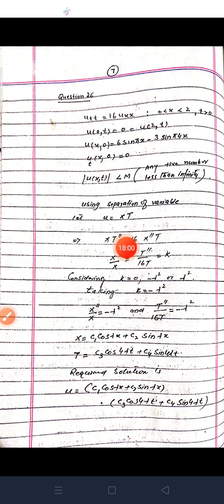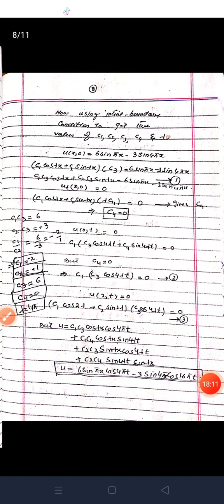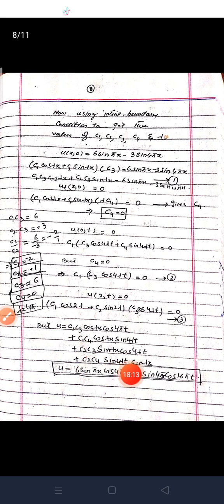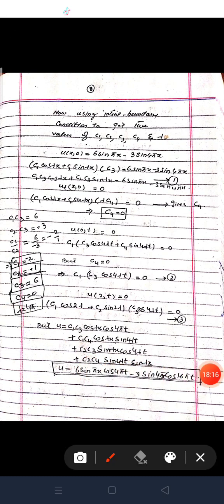So putting the value of X and T into this equation, we get the solution in the form of this number. If we multiply these numbers, we will get the solution in this form.